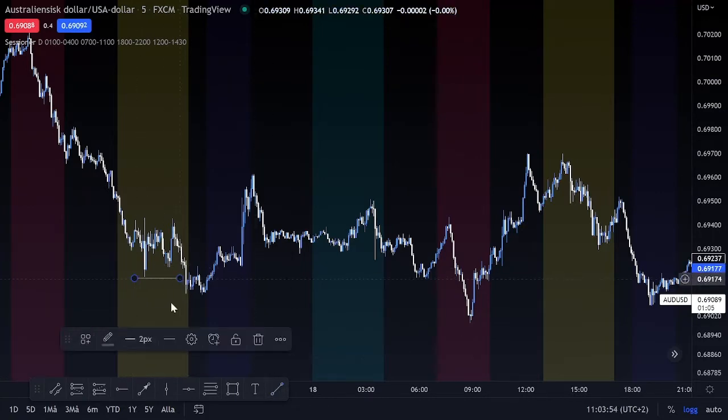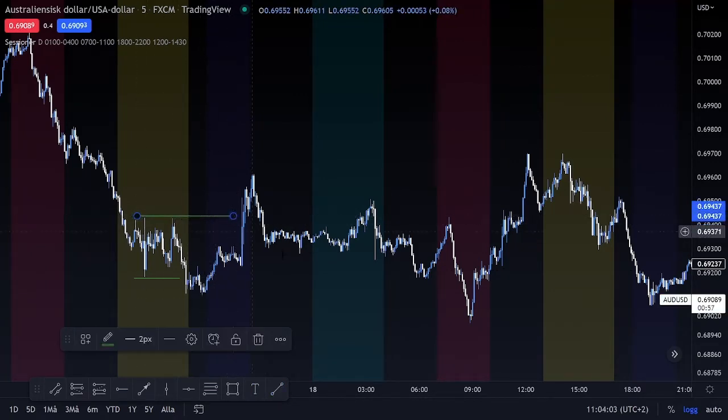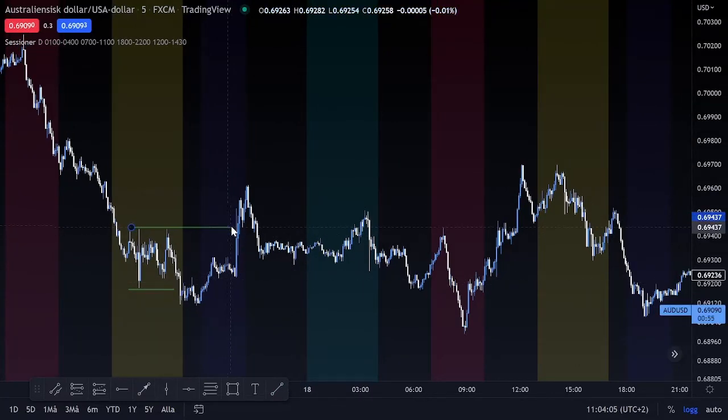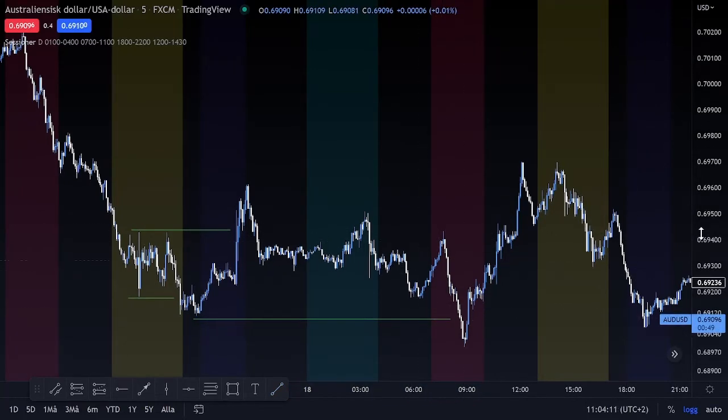So this indicator helps me to identify key highs and lows during the day. Sorry if you hear that background noise. But it's a session indicator that basically identifies key swings in the market and high probability liquidity pools.